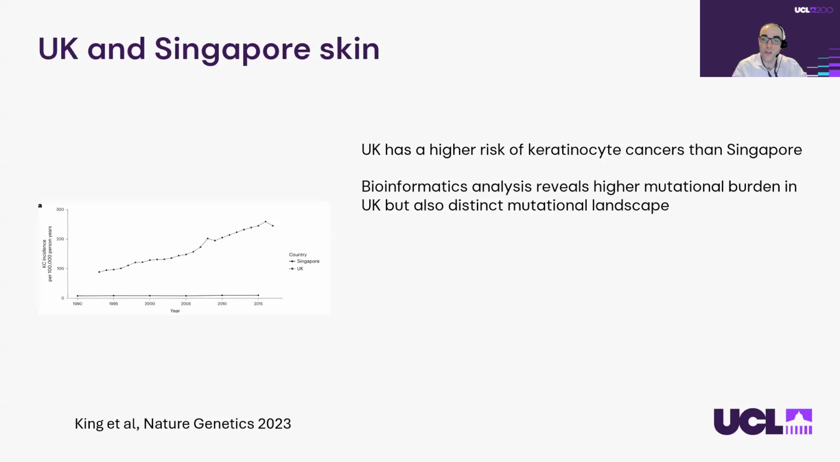Now, this is interesting because the UK has a higher risk of keratinocyte cancers than Singapore, indicated by the graph on the left. Now, this study shows through a bioinformatics analysis that there's a higher mutational burden in the UK, but also a distinct mutational landscape. This is interesting for lots of different reasons, but this aligns with this observation of the higher keratinocyte cancer incidence. So what do we see when we look at this data?